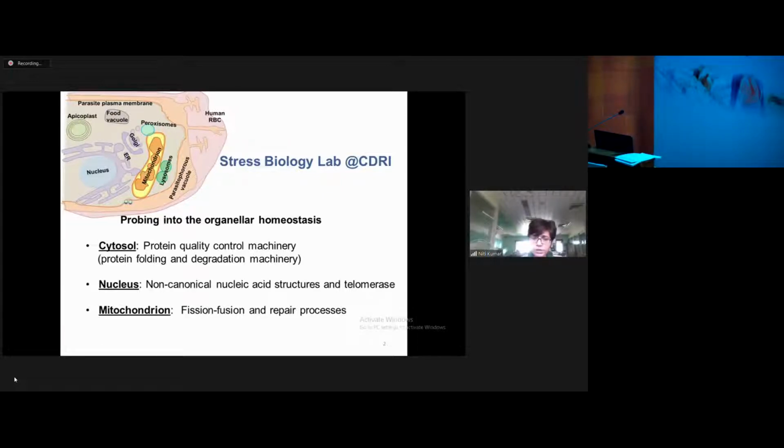So we are systematically probing into different quality control machineries in the cellular compartments of this parasite. Primarily, we are looking at the protein quality control machinery or the proteostasis machinery, which comprises of protein folding and degradation machinery. In the nucleus, we are looking at non-canonical nucleic acid structures and trying to see how telomerase is helping in genome maintenance. And very recently, we have developed interest in the mitochondrion. And along with Saman's lab, we are trying to understand what would be the fission or fusion processes or the repair processes which helps in maintaining the mitochondrial homeostasis.